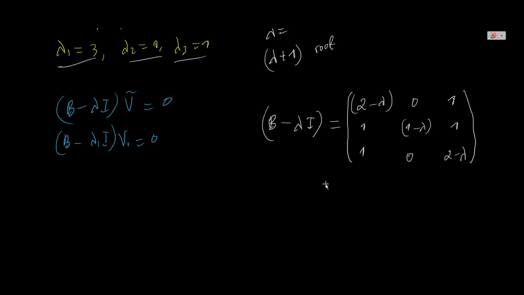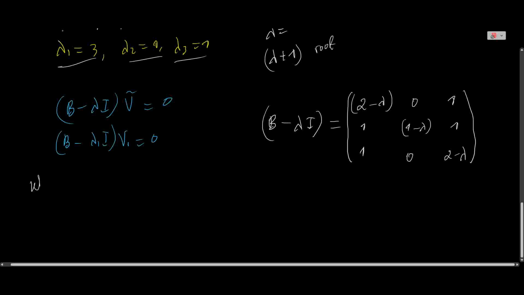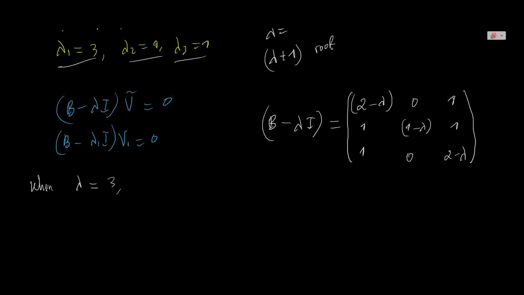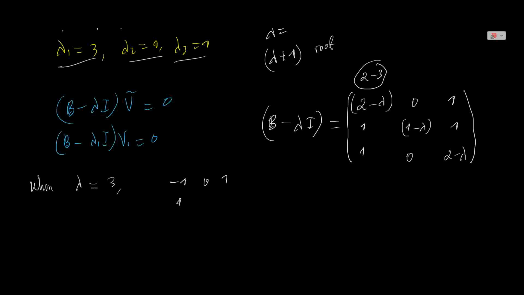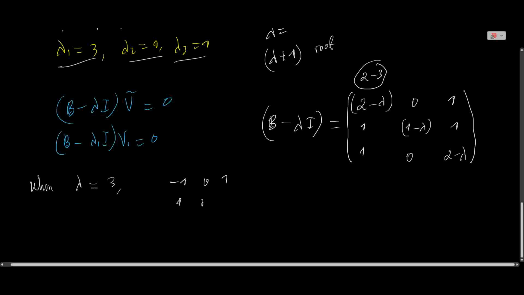So this is our B minus lambda I. The first thing we need to do, when lambda is equal to 3, is substitute it here. So we're going to have 2 minus 3 here, 2 minus 3 here, which will give us minus 1. So minus 1, 0, 1. Here we're going to have 1, so 1 minus 3, right? So this will be 1 plus 3, which is 4. And then 1, then 1, 0.